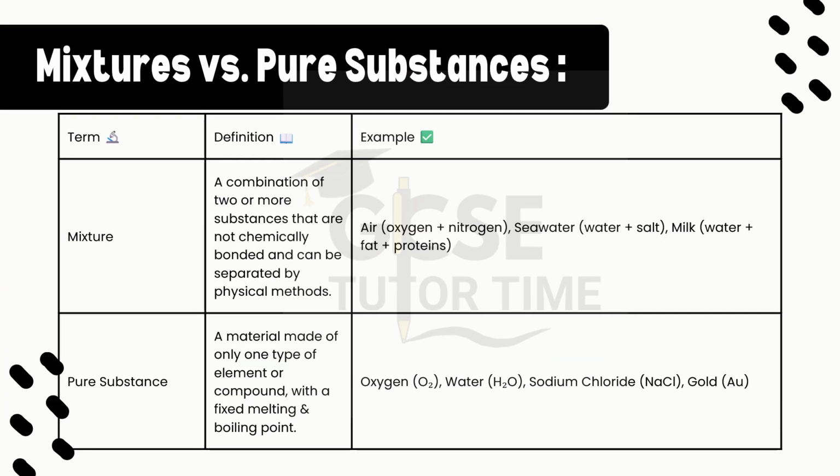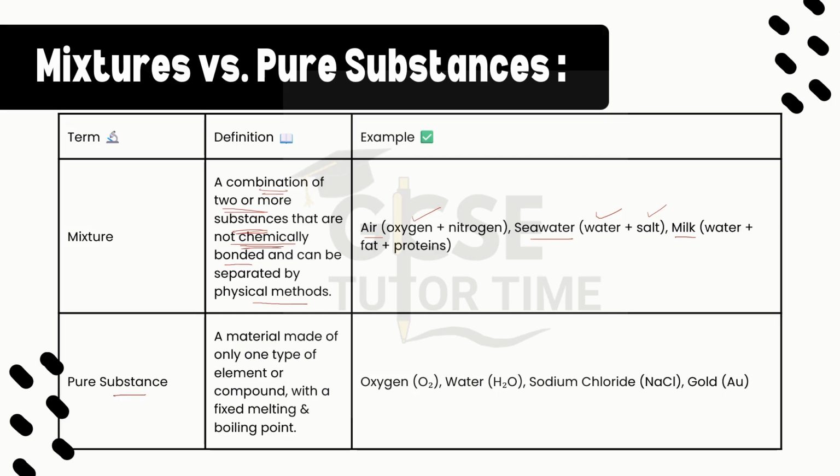Previously, we did pure substances. Now, what is the difference between mixtures and pure substances? A mixture is a combination of two or more substances that are not chemically bonded together and can be separated by physical methods. For example, air, seawater, milk. You can separate salt from water, and you can separate oxygen or nitrogen from air.